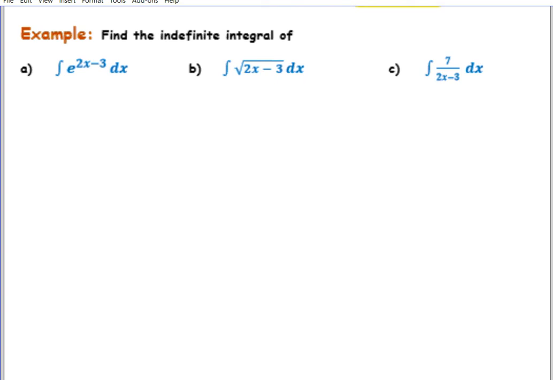What would be the mother? Is it e to the u? Yes, e to the u is our mother. What's our baby? 2x minus 3. Sorry about the formatting, but the board's funny on this side, so it's not getting me right nicely. So the mother, e to the u. I've got to write things nice and close to each other. Yes, the baby is 2x minus 3.